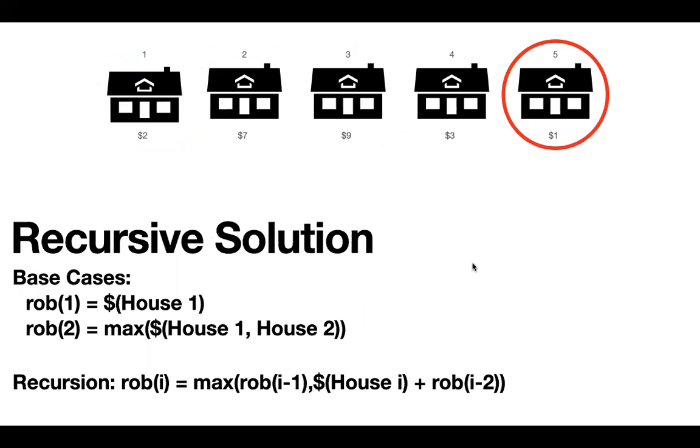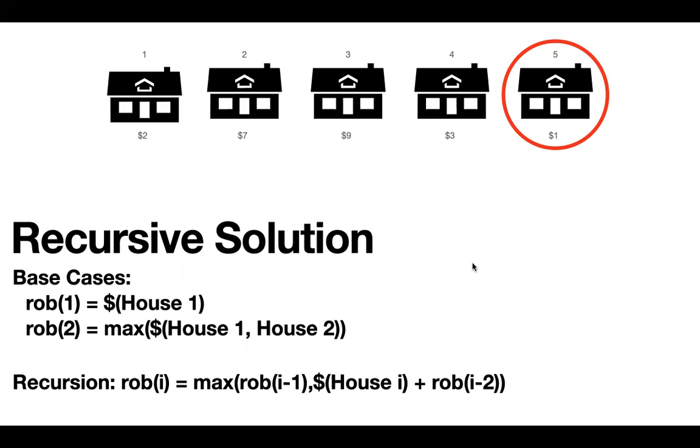What this allows us to do is implement a recursive solution. There are two base cases here: the first house, which we know to be the value of the first house, and the second house, which is whichever is greater between the first two houses. And then the recursive case is, when we're robbing up to house i, we either take the max of the previous house, or the max of the current house plus the house before the previous house.